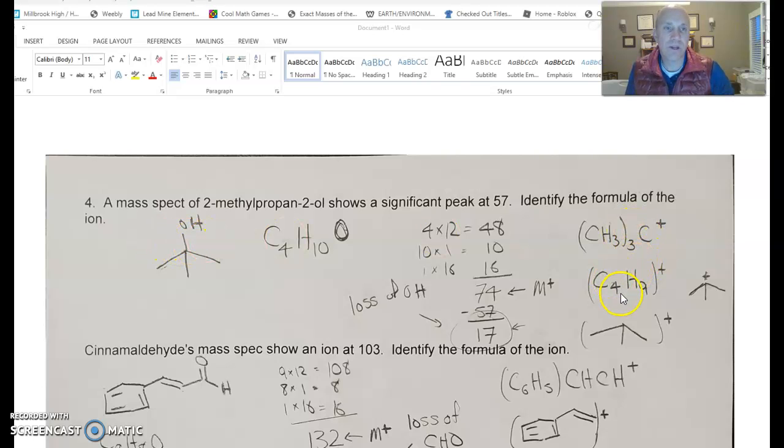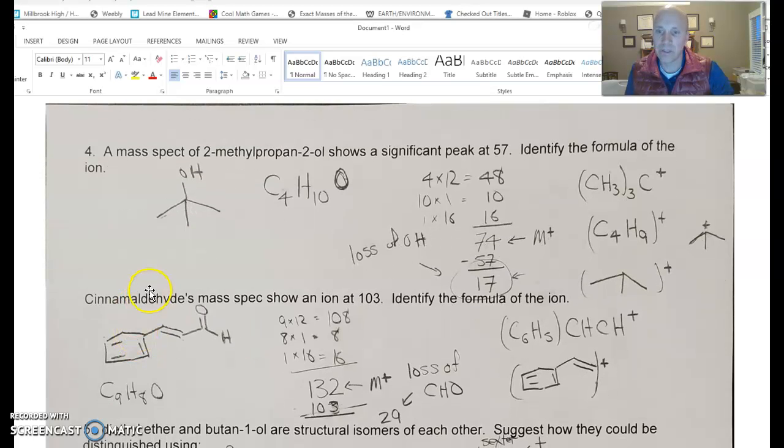There are a couple of ways that you could answer it. One way would be to draw a formula like this, just a shorthand formula of what we get if we break that bond right there. Another would be to count up all the atoms, and you could say C4H9 with a plus charge, or you could draw the molecule right here and just put a plus on the outside. I would find any of these right here to be acceptable.